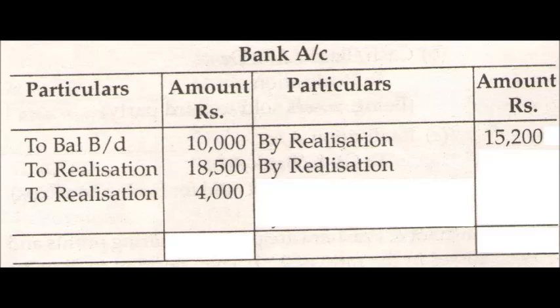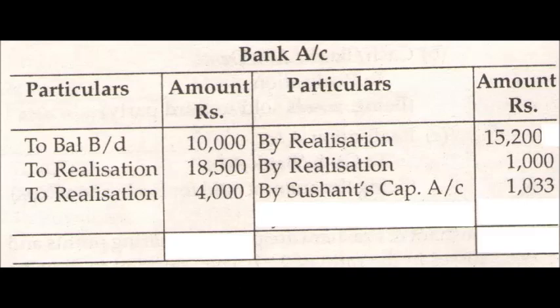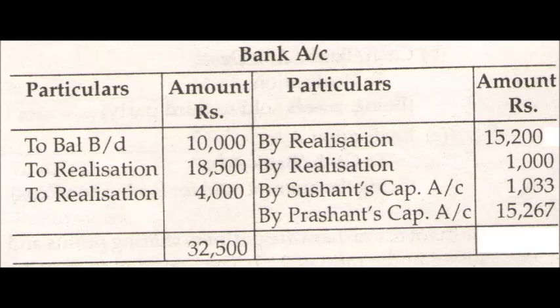Come to the payment side, you have made the payment of rupees 15,200. That is creditors being paid. Then realization expenses rupees 1,000. In the final payment which is made to Sushant and Prashant after settling that account, by Sushant 1,033 and by Prashant 15,267. So that comes to 32,500. So here the bank account should tally, the receipts should be equal to the payment.